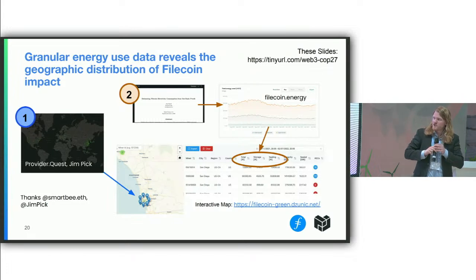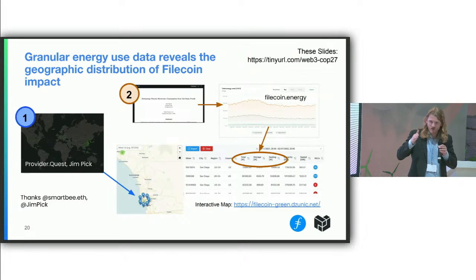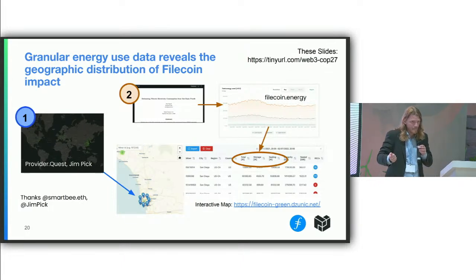So we're able to use open data that is updated regularly, right? The blockchain is updated every 30 seconds to get an idea of where the energy use is, how it's distributed, how it changes over time, right?